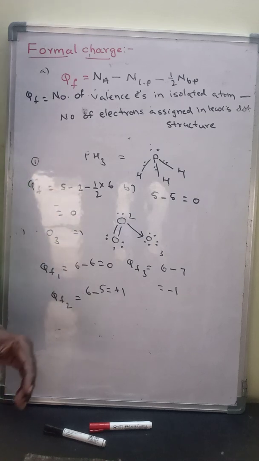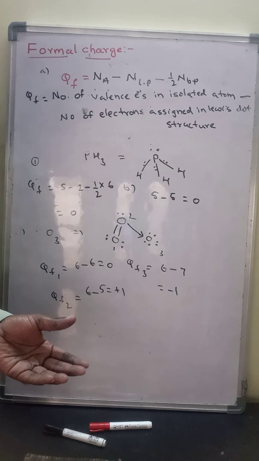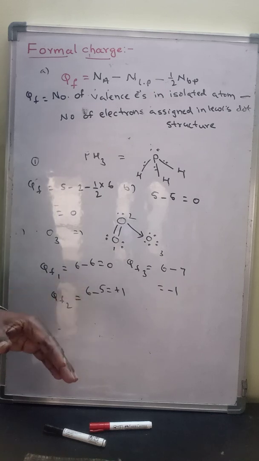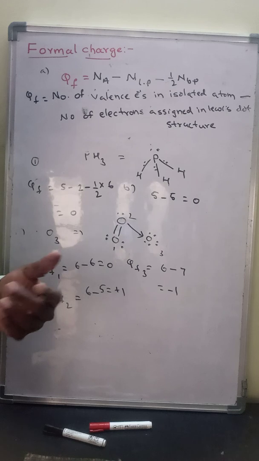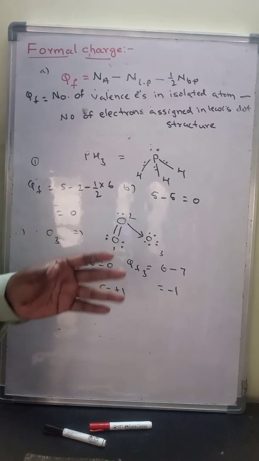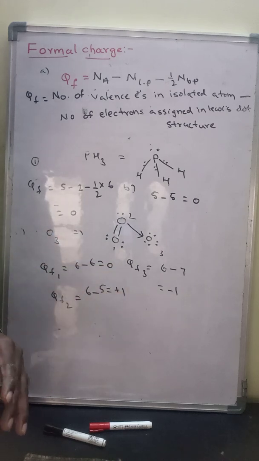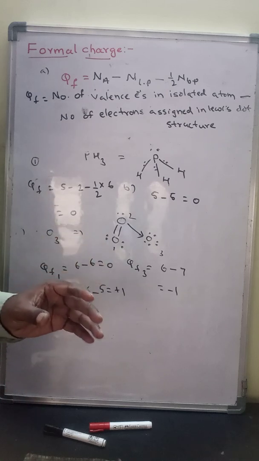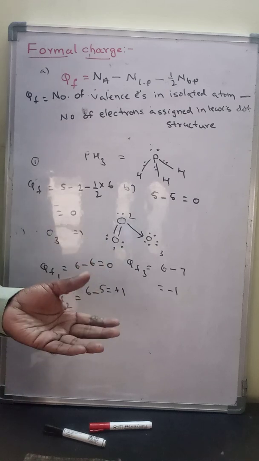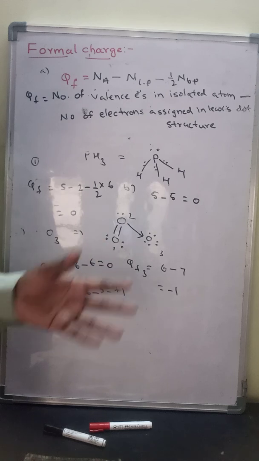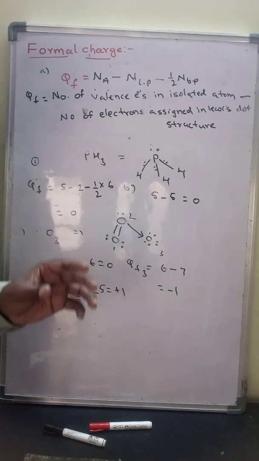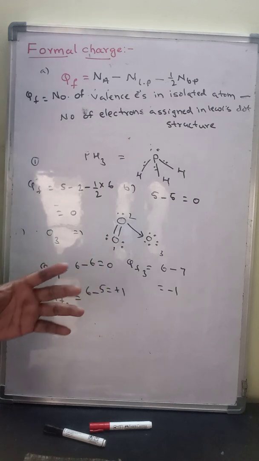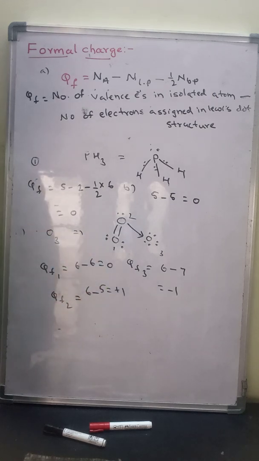Formal charge is the charge assumed on an atom in a molecule in which all atoms have almost the same electronegativity. So it is a hypothetical charge. It may or may not be a real charge. So how to calculate formal charge for any atom in a molecule?